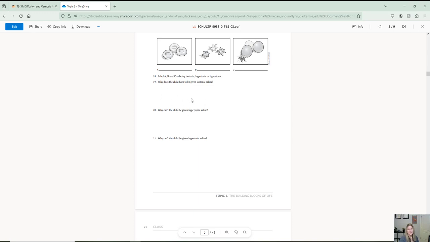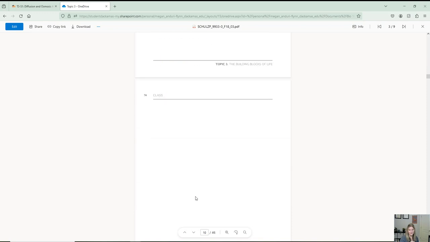Based on that, what would happen if a child was given isotonic saline? What would happen if the child was given hypertonic or hypotonic? What's happening to cells when we're placing those cells in these different solutions? If you've figured this out already, you know that the isotonic solution is equal. This is the one that our animal cells prefer to be in. So why can't we give a child hypertonic or hypotonic saline? What would happen to their cells?